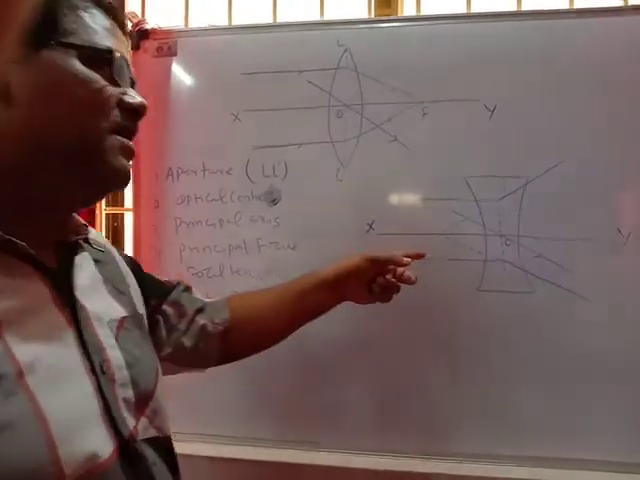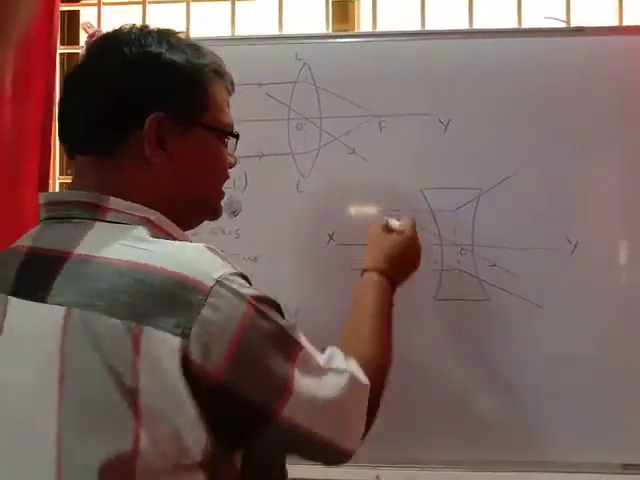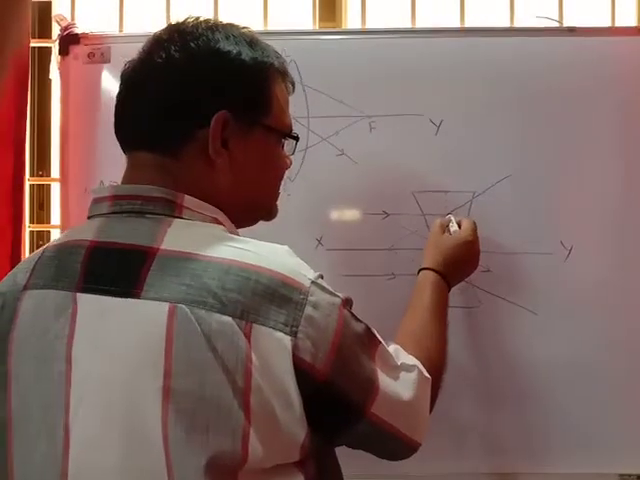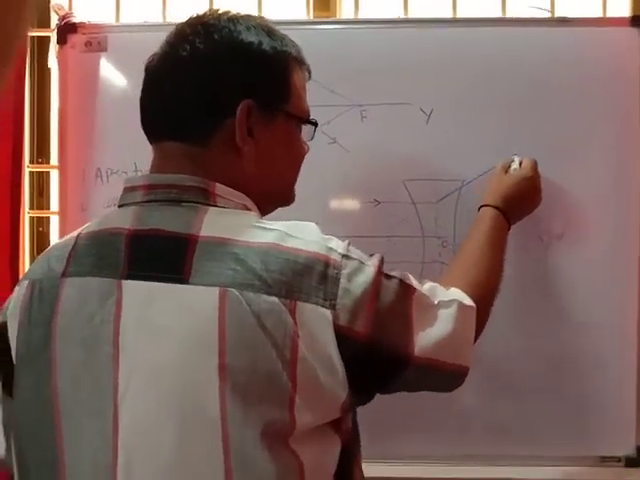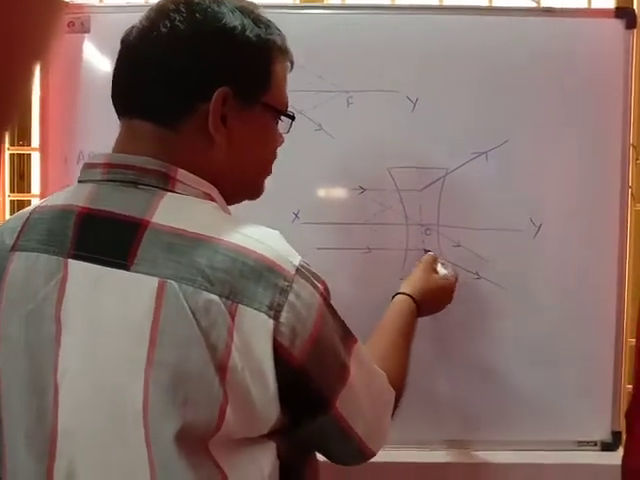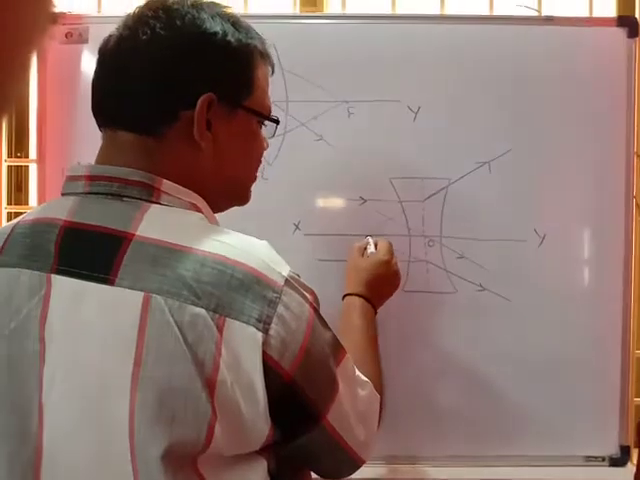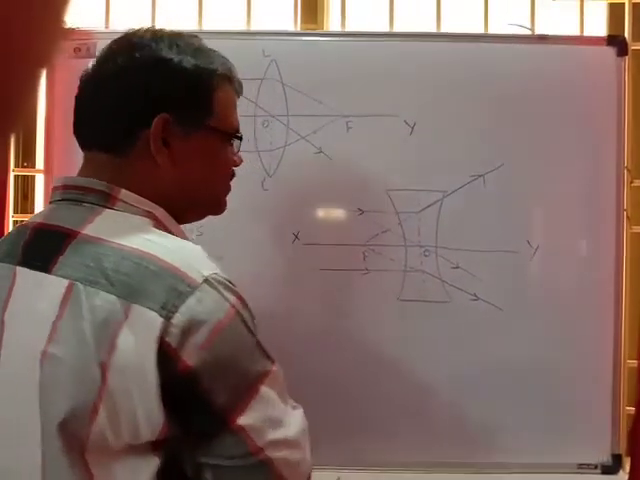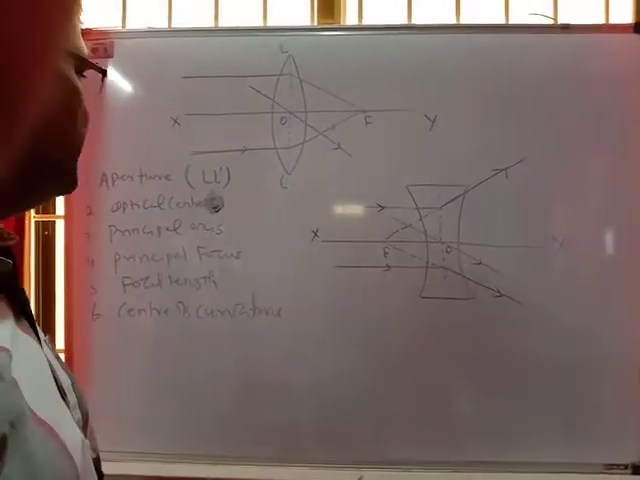In the case of a concave lens also, the rays which are parallel to the principal axis, after refraction, get diverged. In this manner they are moving. If they are produced backward, they meet at a point on the principal axis, and that is called the principal focus. In both the lenses I am showing it.